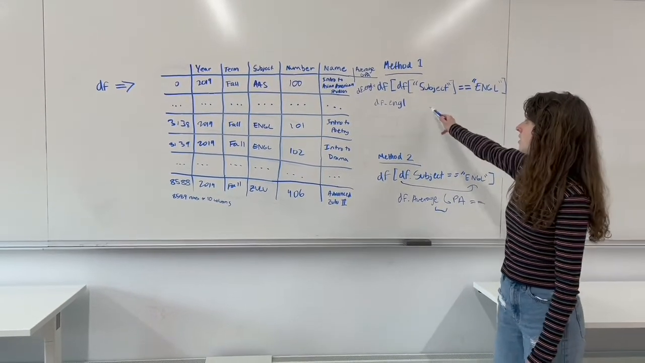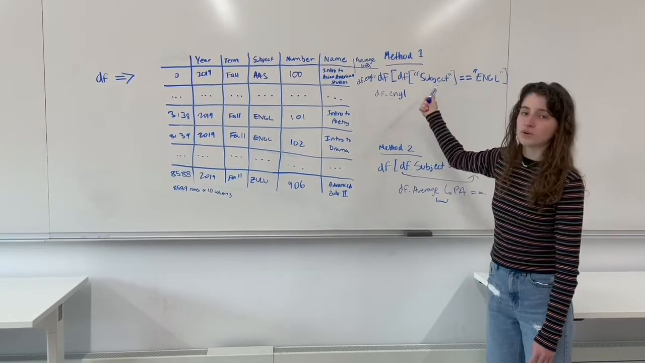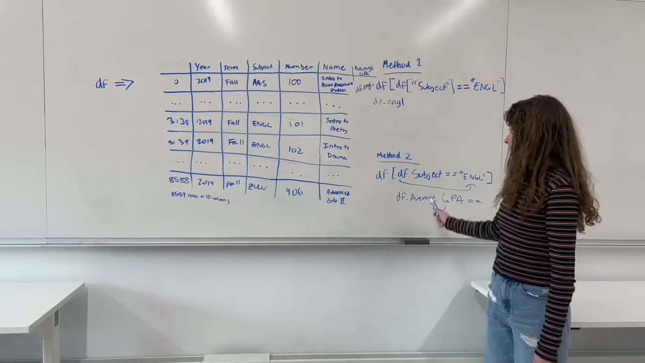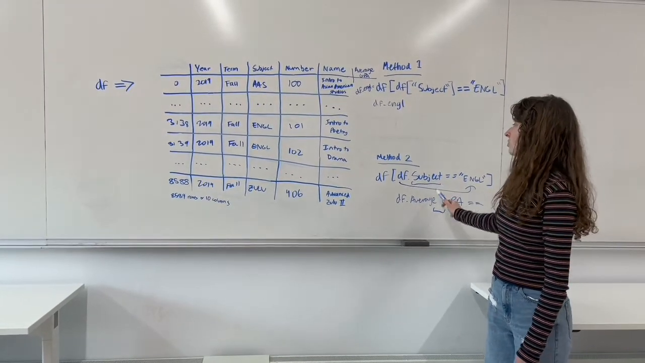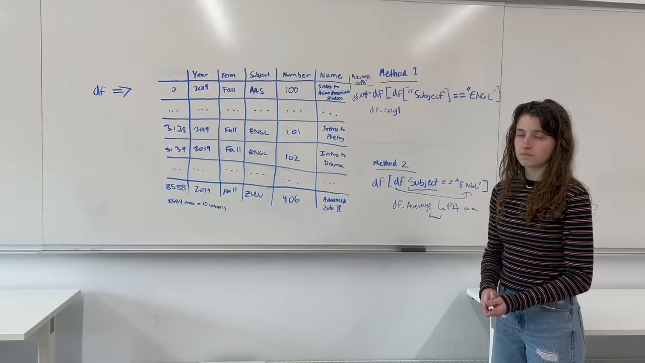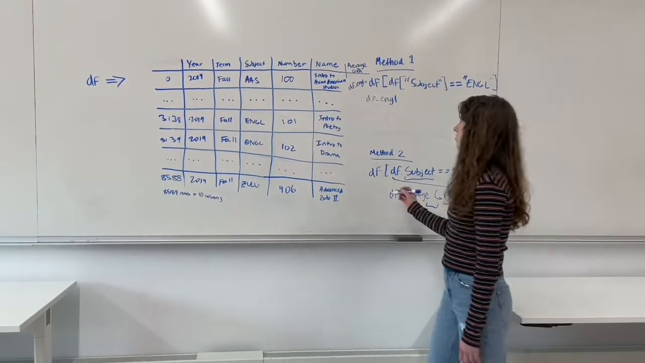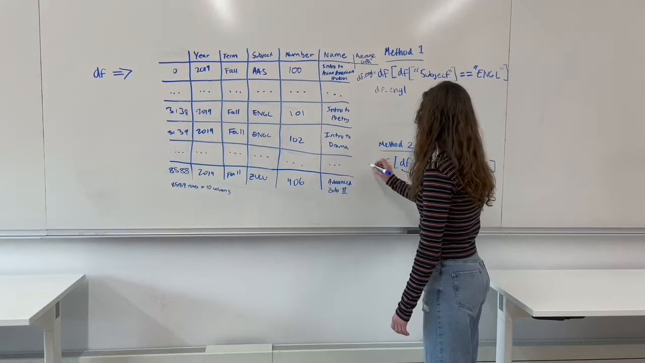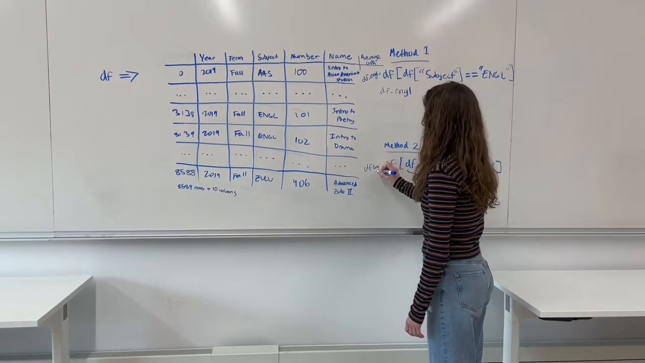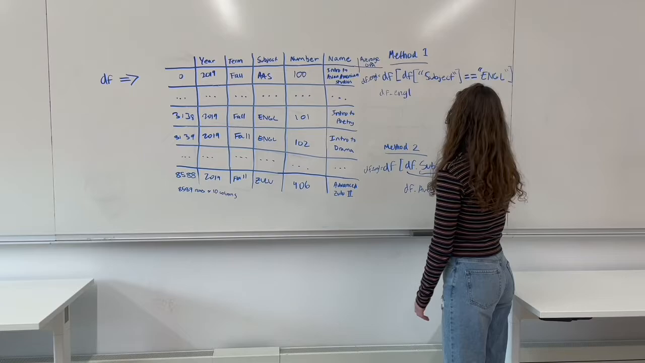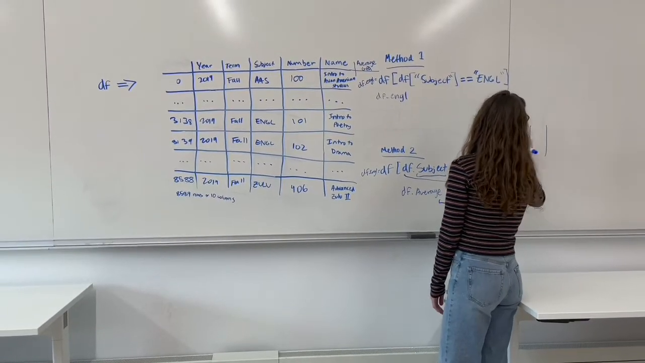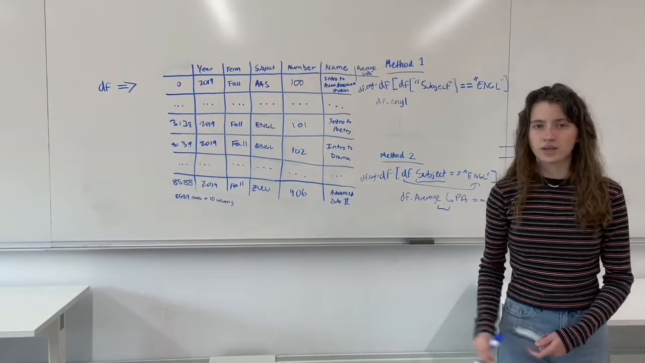So that's why I usually do the first one, because no matter what the column is called, this will work. This only works if the column name is just one word. But you can still use this if you're in a rush or something. And either way, you also store it in df English, and you'll get the same thing, a smaller data frame with only English courses.